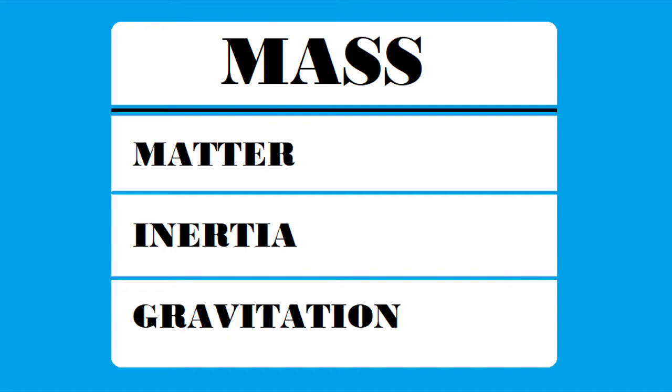Also, mass is directly proportional to gravitation. The more mass an object has, the more will be its gravitational force. The SI unit of mass is kilogram. Next, let's understand the term velocity.